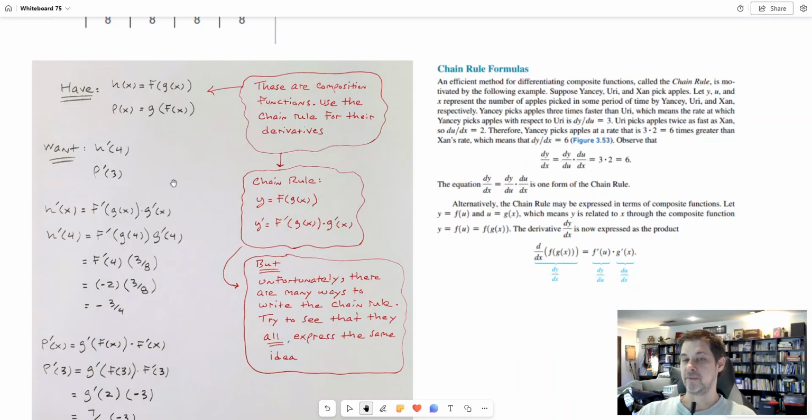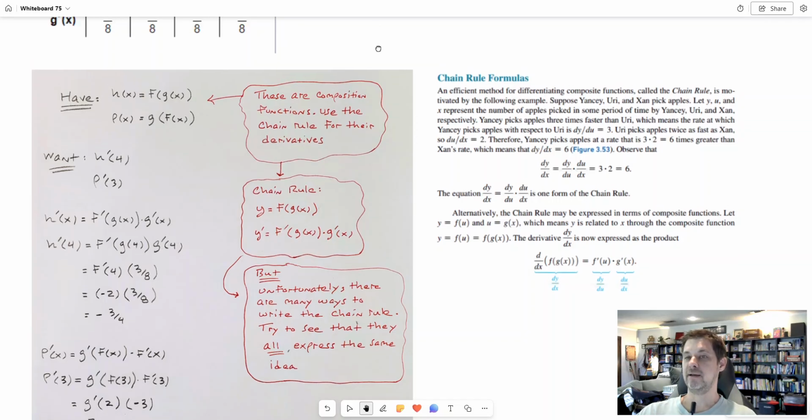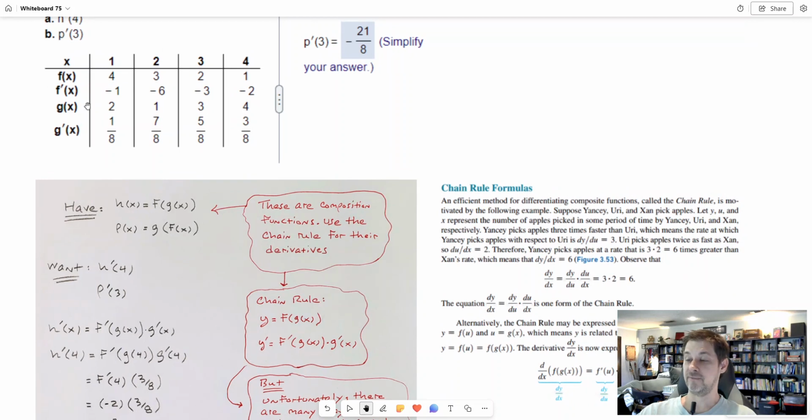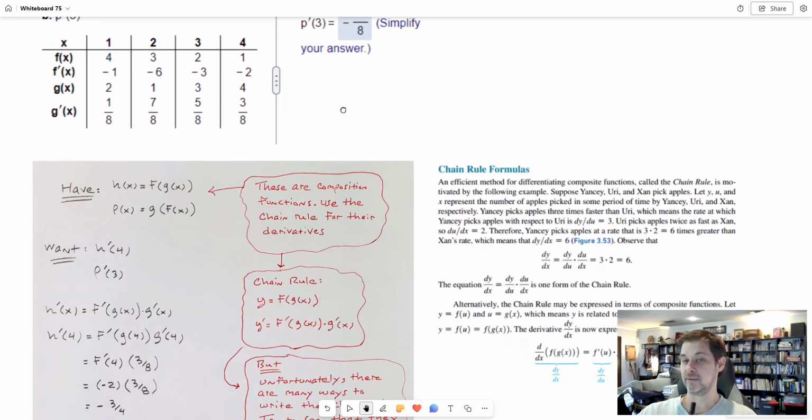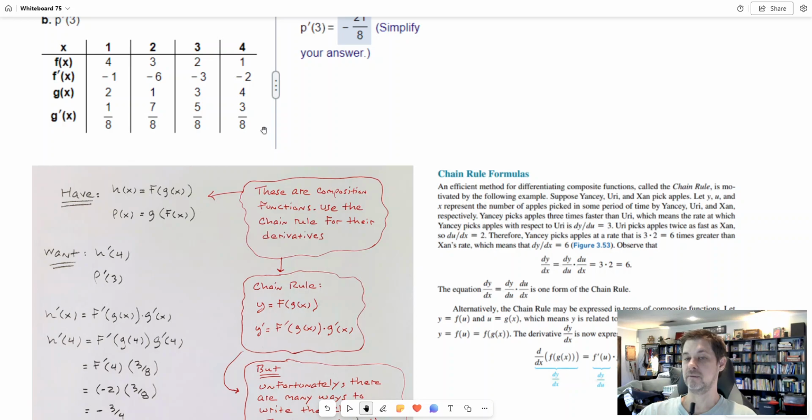Okay, now here goes. Say we do h prime 4 first. According to this, h prime x is f prime g of x, then times g prime x. You see it? And then if you want h prime 4, that would be letting x be 4, f prime g of 4 times g prime 4. Now, if I didn't have this table of values, if I didn't have this data, I'd have no way to answer that. I mean, the functions are already unknown.